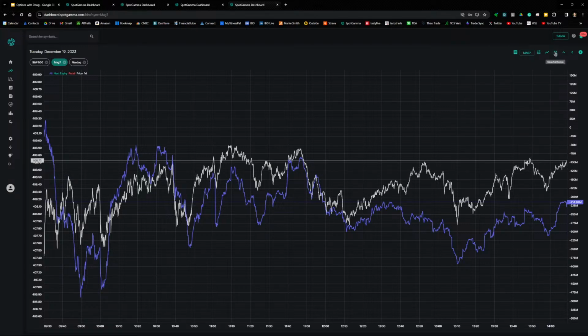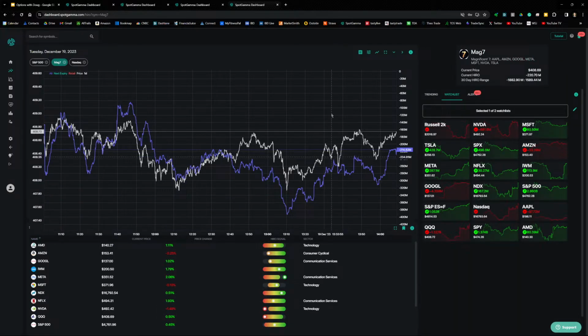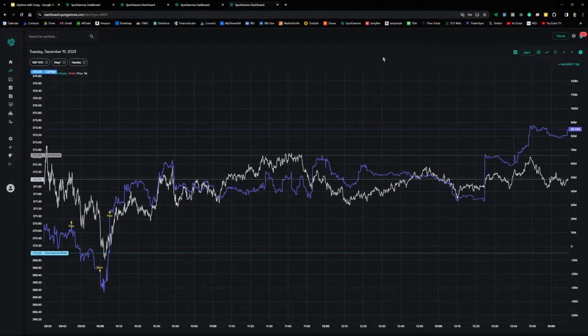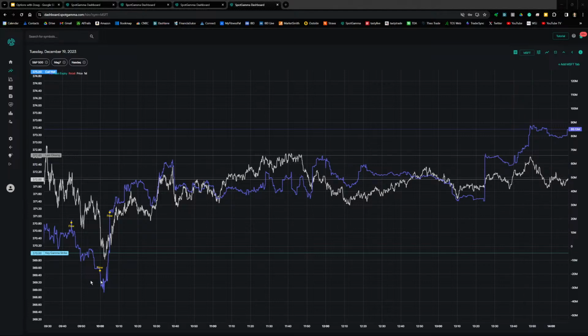All right, let's take a look at some stocks now. And the first stock I want to take a look at, and I like to really focus on stocks more in a positive gamma environment. There's just typically more movement. So this is Microsoft. Notice 370 is the key gamma strike. Acted as support as the hero signal shifted.